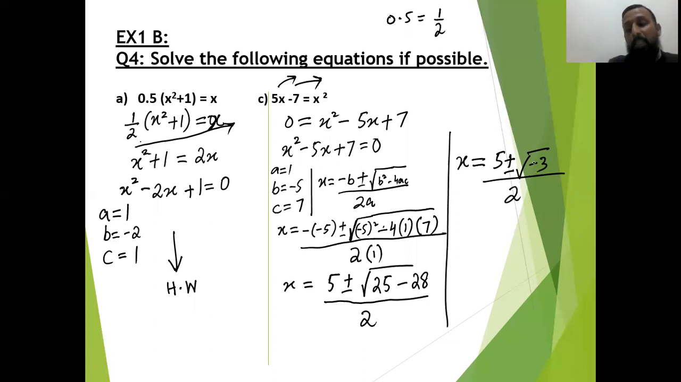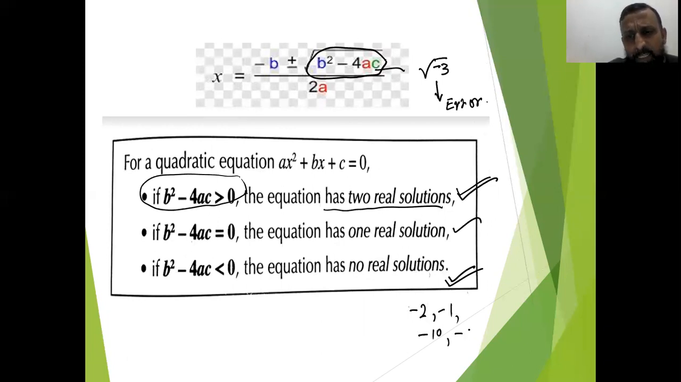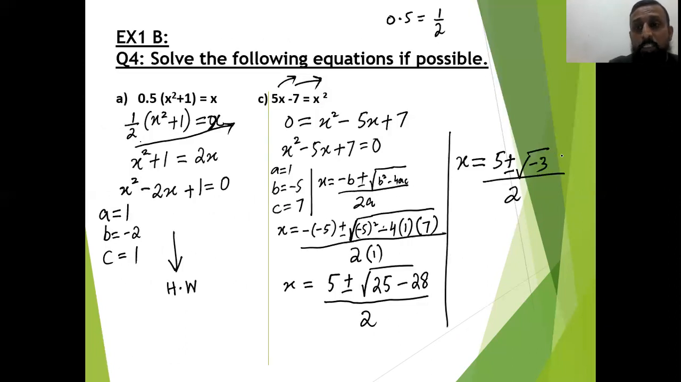So this is another case. Now go back and check this out. The last case: if b square minus 4ac is less than 0, it may be minus 2, it may be minus 1, it may be minus 10, or it may be minus any number. But if it is negative, if it is less than 0, then you're going to say that it has no real roots. So this is case number 3. You have got a negative 3 inside a root sign.